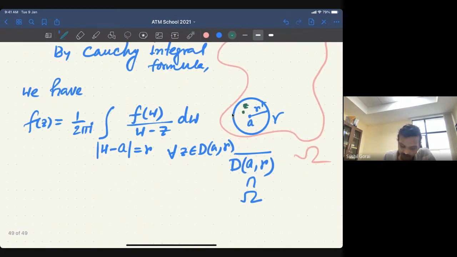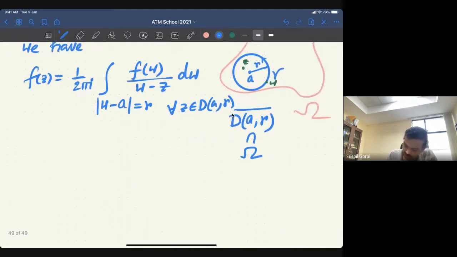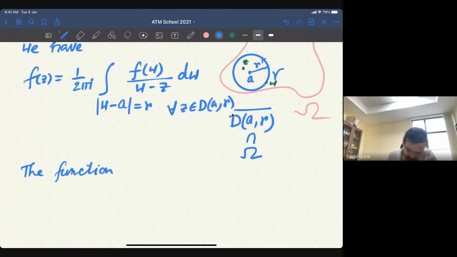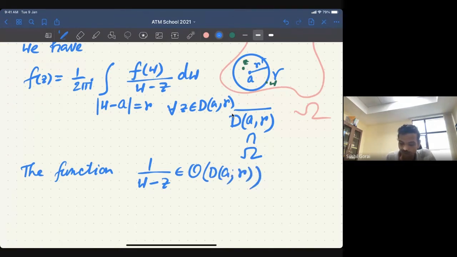Now where does w lie? w lies on the boundary, right? So w is here. So note the following. The function 1 over (w − z) is holomorphic in the open disk D(a, r). Right? In the open disk, this function is holomorphic.